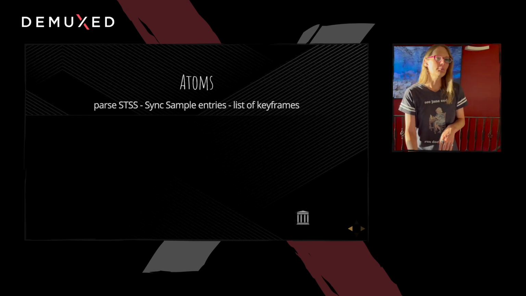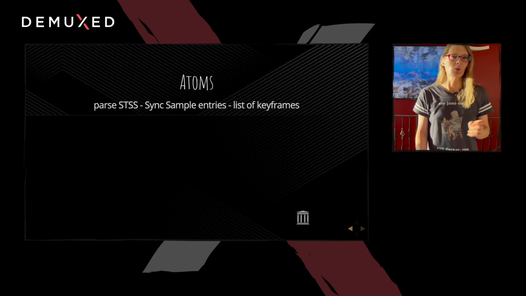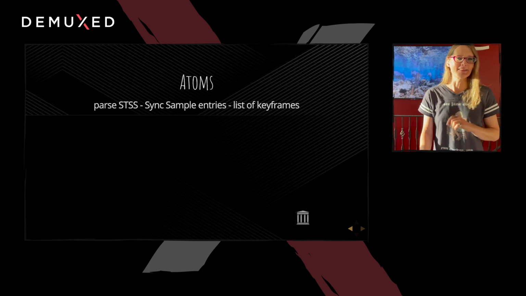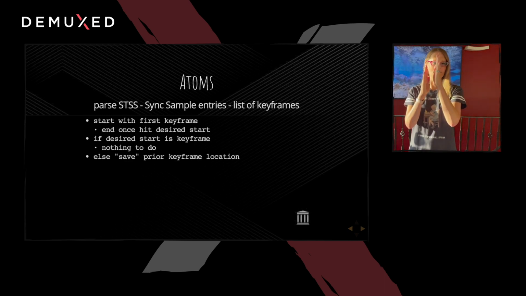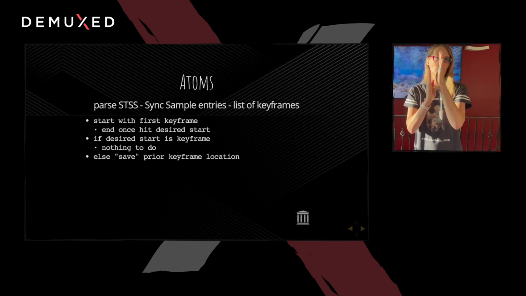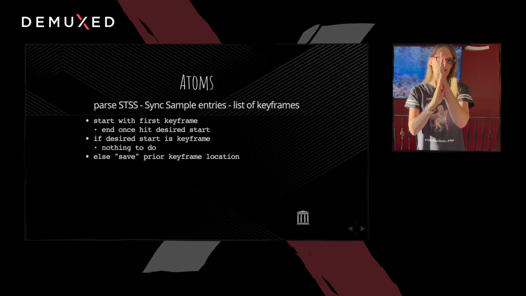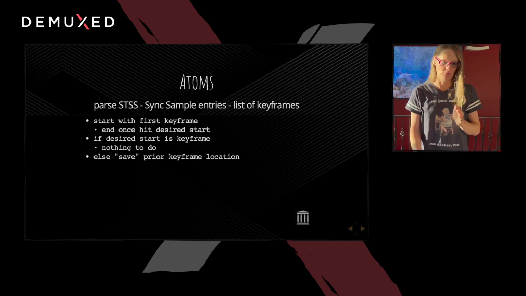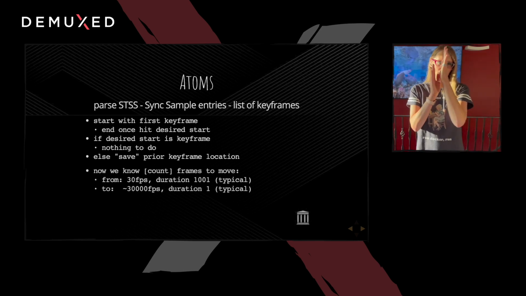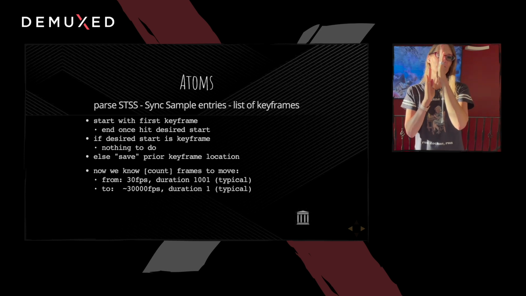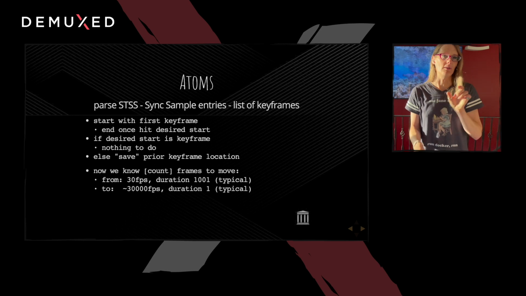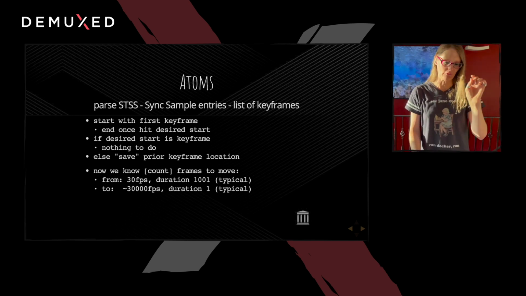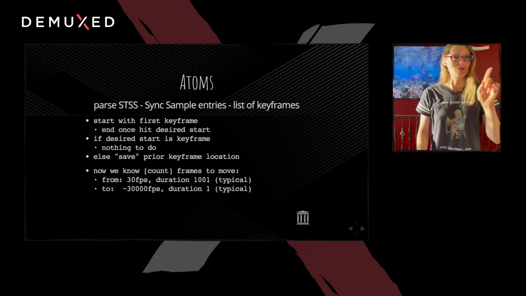So getting back to the atoms, we're going to parse the STSS list of keyframes. This is your wanted start. This is your first keyframe right before there. If you happen to land right on it, great, there's nothing to do. Otherwise, we're going to store that location. Now we know that there's this many frames between the first keyframe that's closest to you and where you want to start. And all we have to do now is move that count number of frames from 1001 to 1.